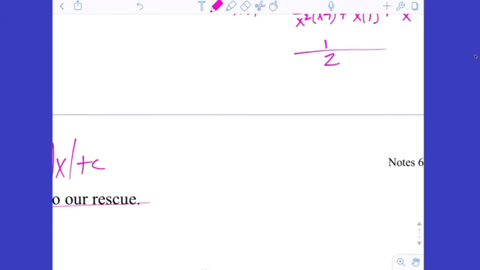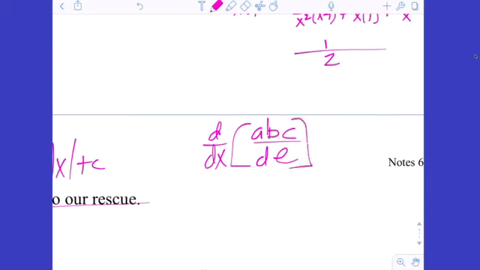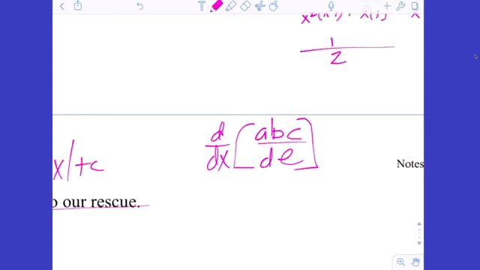Here's another time logs come to the rescue. If I'm trying to find the derivative with respect to x of a times b times c over d times e, if those are all variable functions, that is going to be a quotient rule with a triple product rule for the d high and a product rule for the d ho. Yucky, yucky, gross, gross. Guess who comes to our rescue?